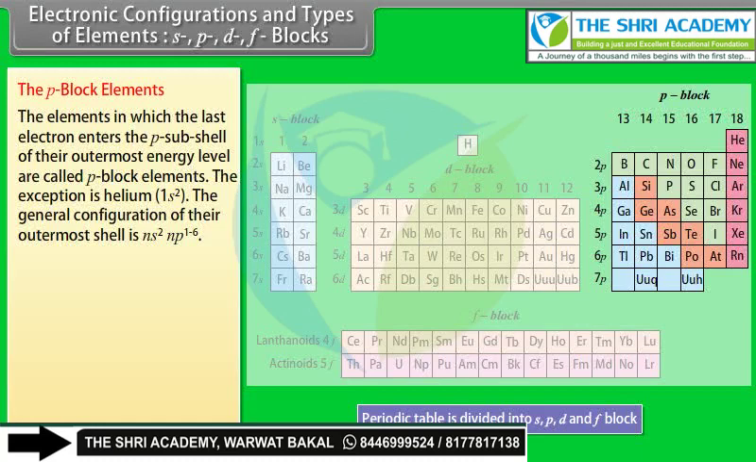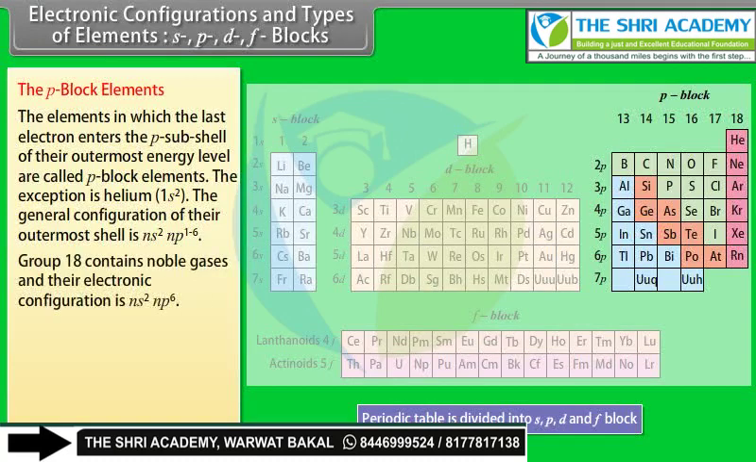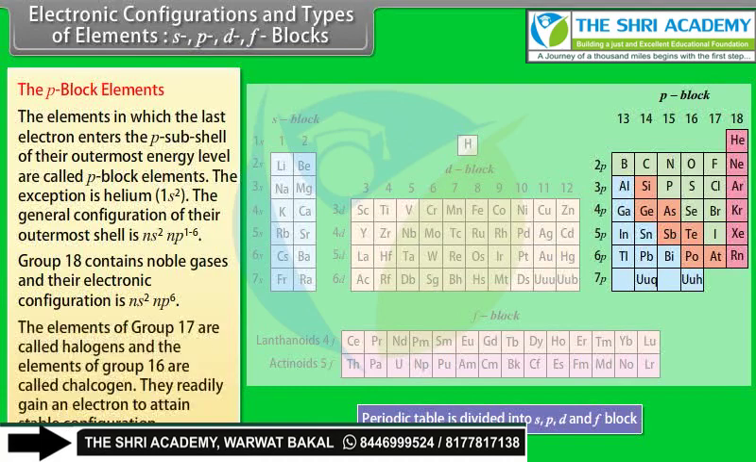The exception is helium. The general configuration of their outermost shell is group 18 contains noble gases and their electronic configuration is the elements of group 17 are called halogens and the elements of group 16 are called chalcogen. They readily gain an electron to attain stable configuration.